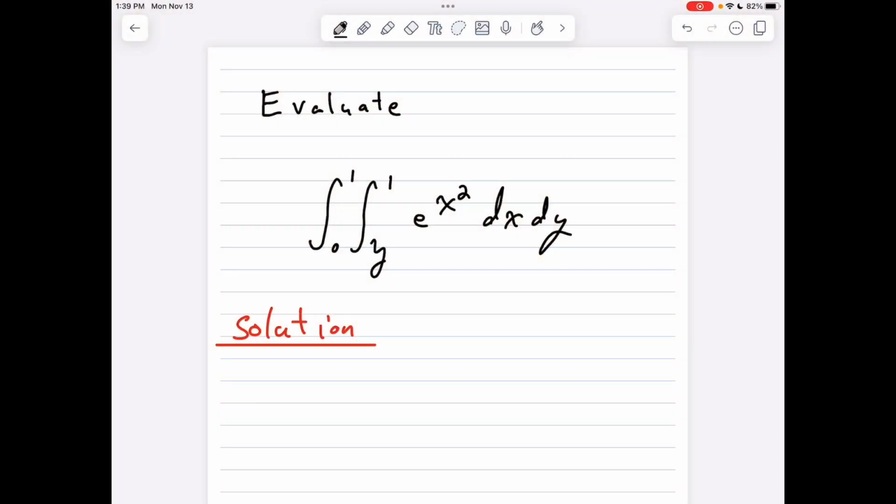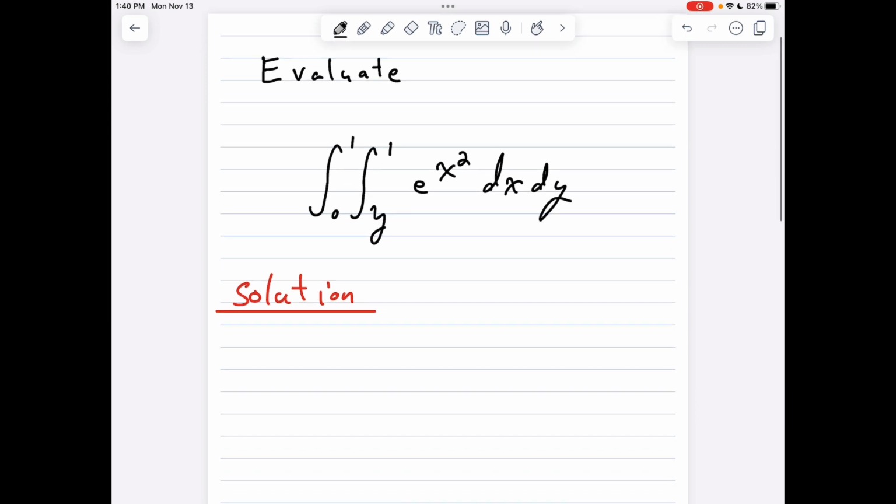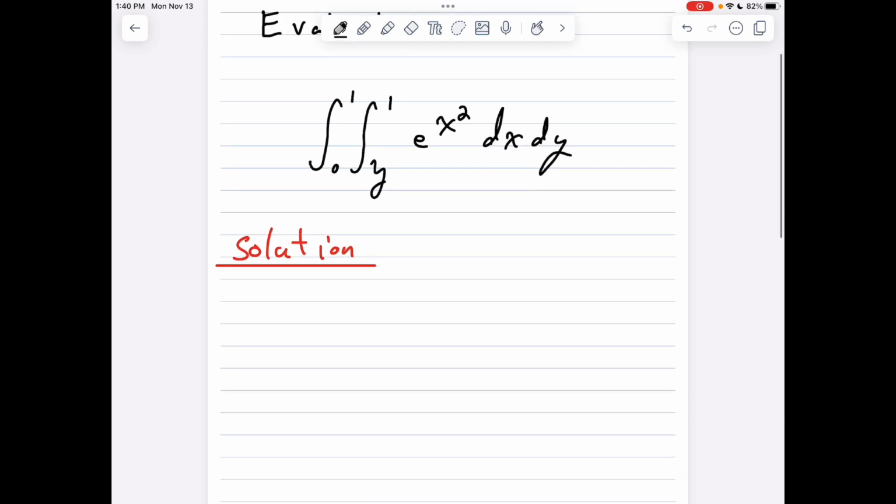Hi, hello everyone. So today we're working on a calculus 3 problem, a multivariable calculus problem, where we have a double integral. Reading this from outside to inside, the integral from 0 to 1 with respect to y, the integral from y to 1 with respect to x, and the integrand is e to the x squared. All right, so I'd like to go ahead and evaluate this, thinking of it as an iterated integral here.